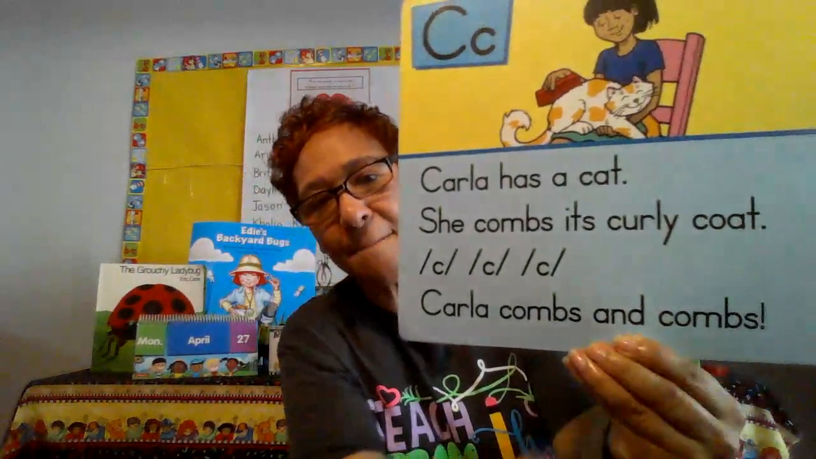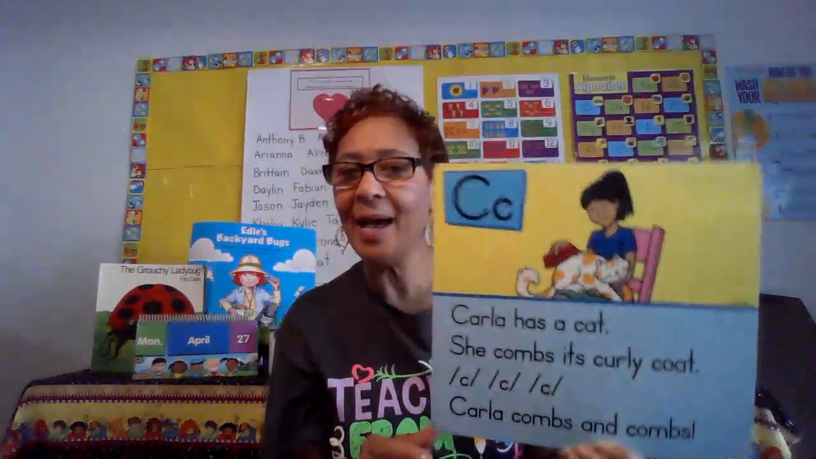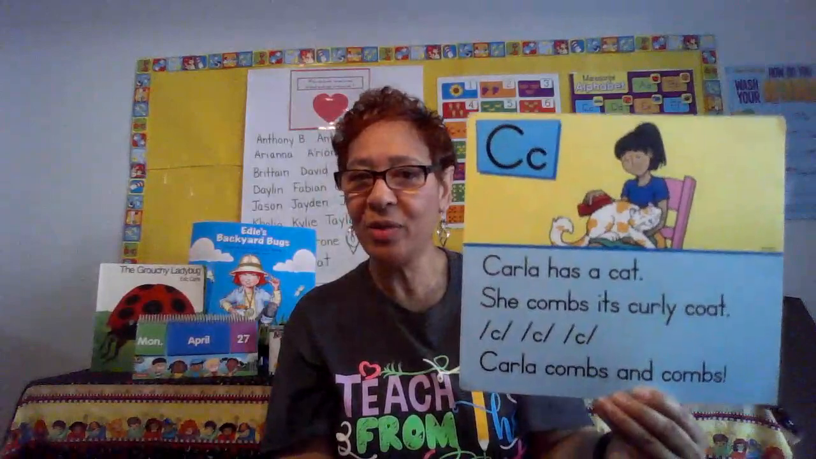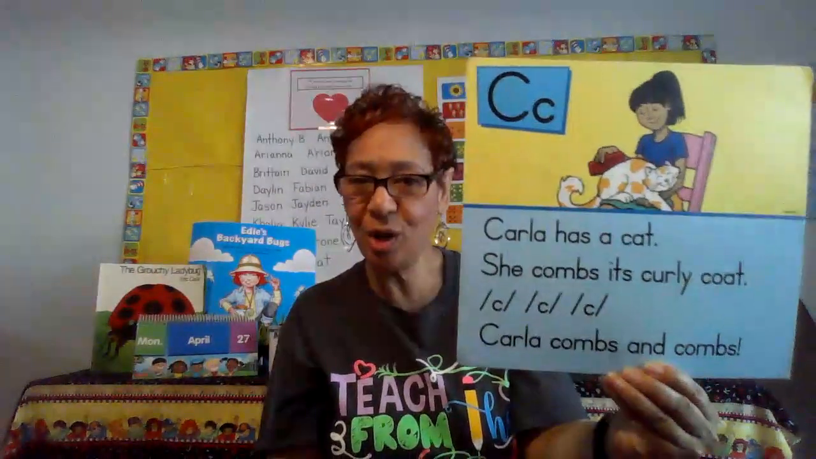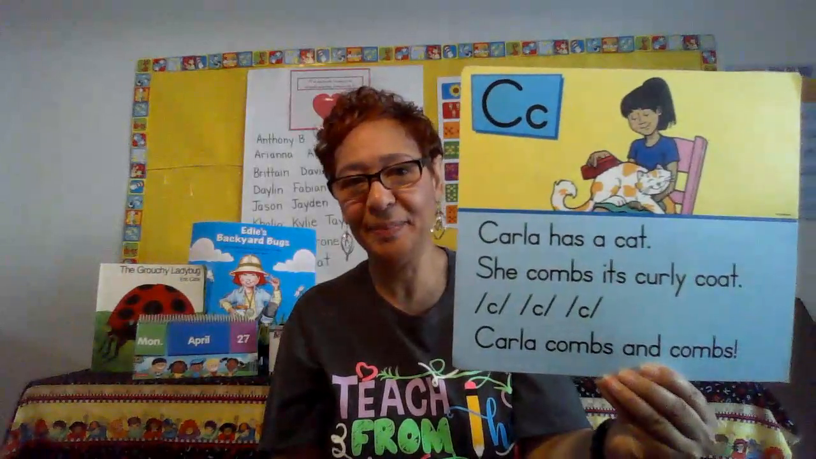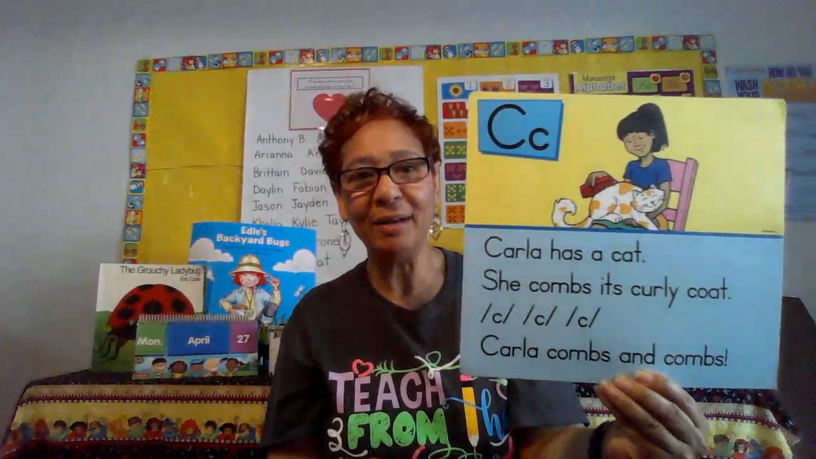There's an exclamation point at the end of that sentence. That means I should have read this sentence with excitement. An exclamation point shows excitement. So I'm going to read that over. But before I do, I want to point out something.